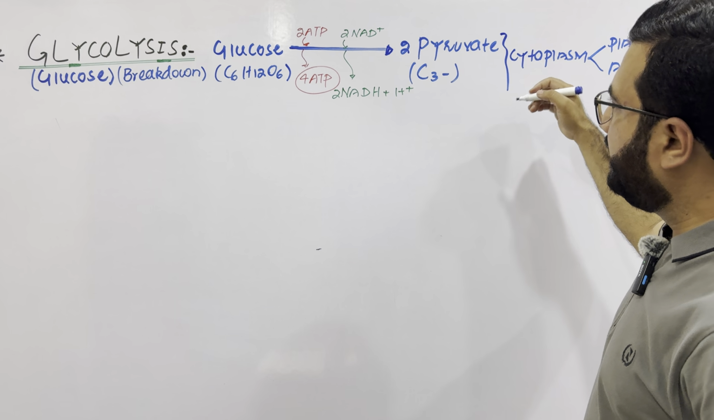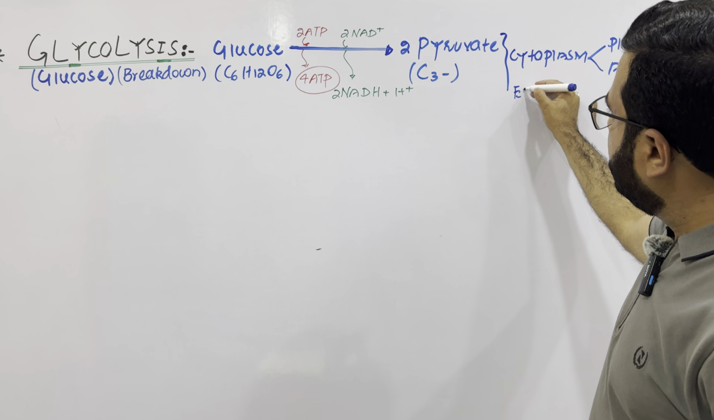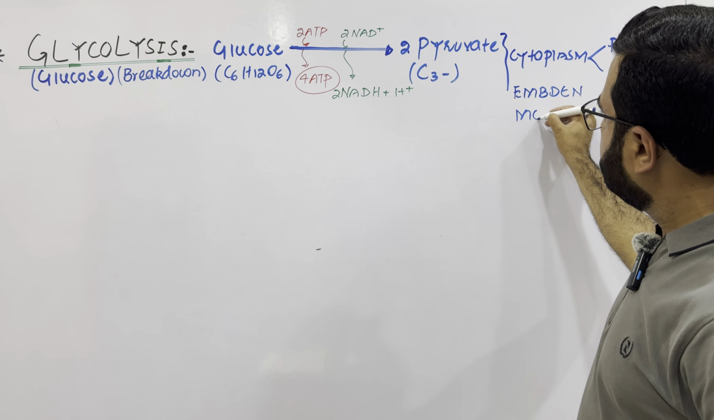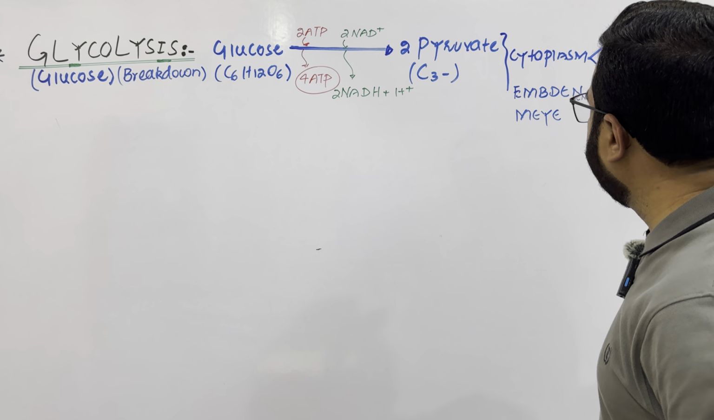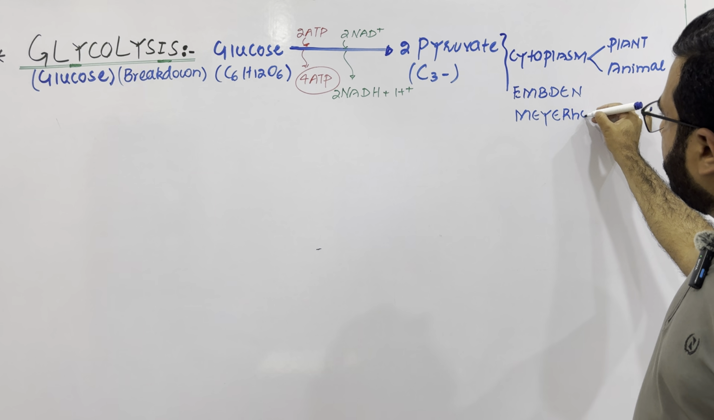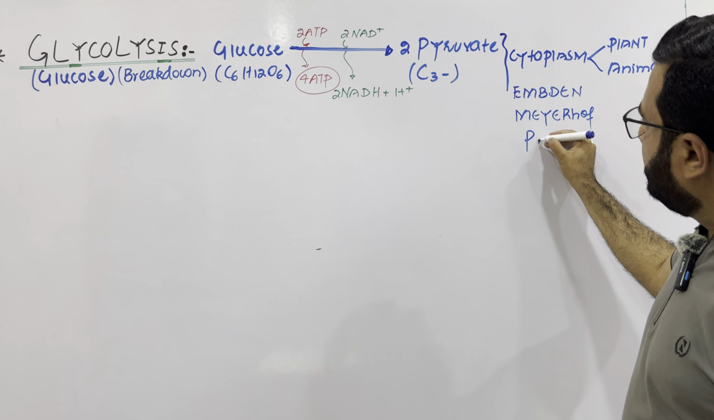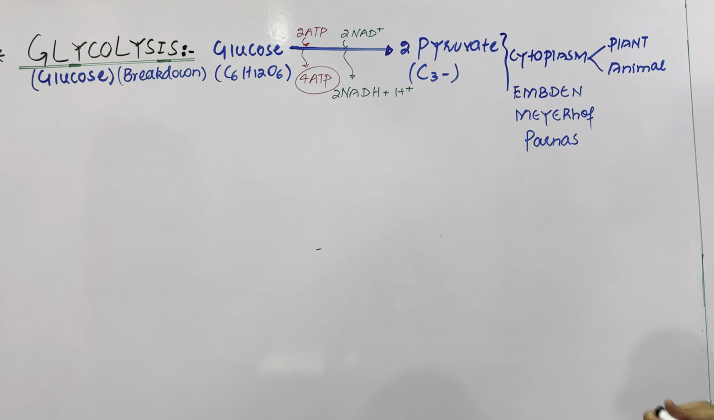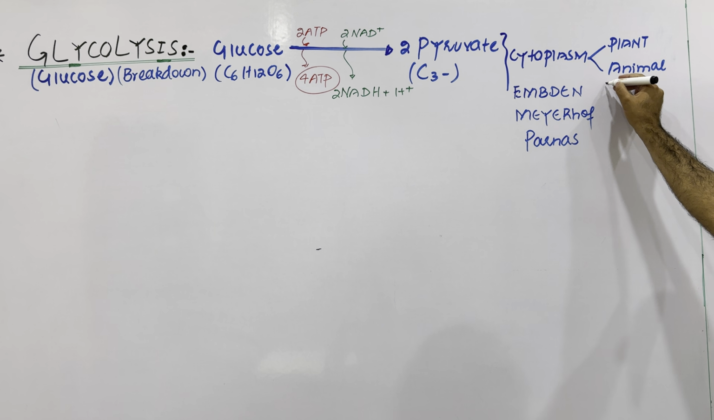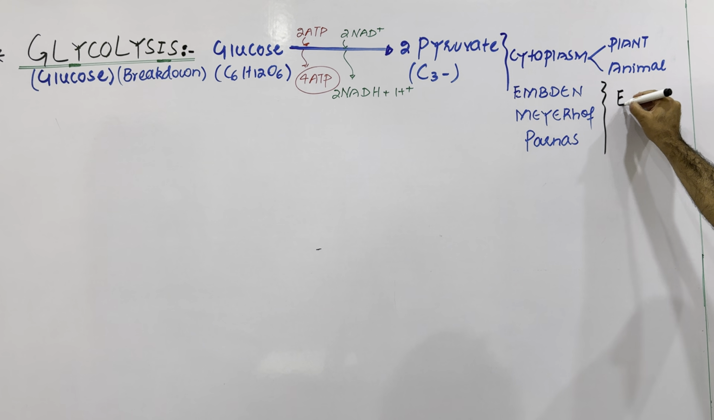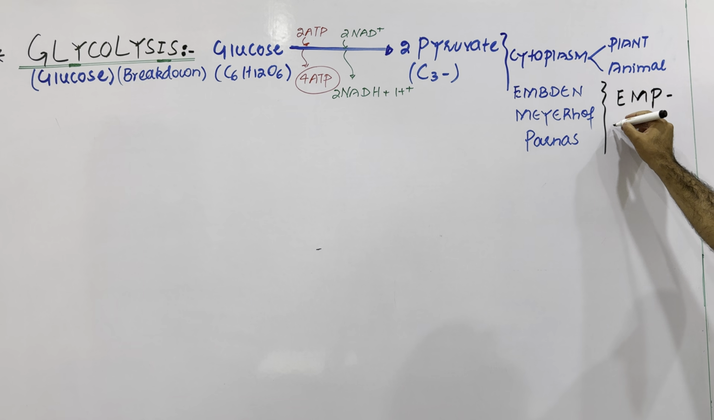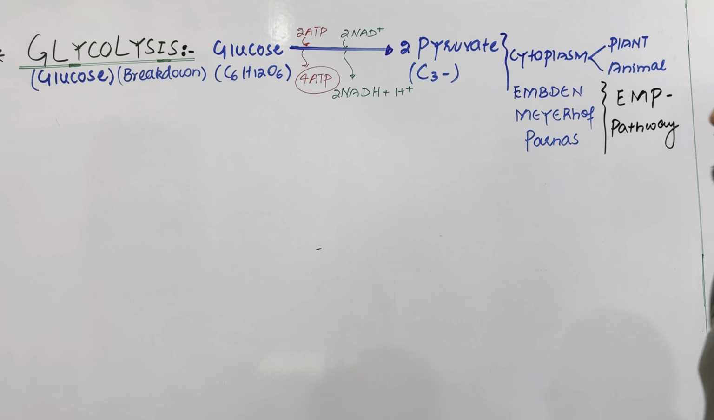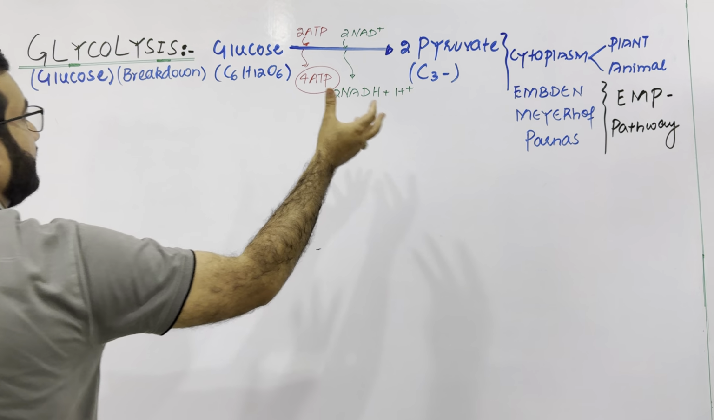And my dear students, it took 100 years for biochemists to understand the process of glycolysis, and there were three biochemists that played a major role. One of them is Embden, the second one is Meyerhof, and the third one is Parnas. Because these three biochemists played a major role in understanding glycolysis, glycolysis is also called the EMP pathway, after the names of these three biochemists. So that was the introduction of glycolysis.